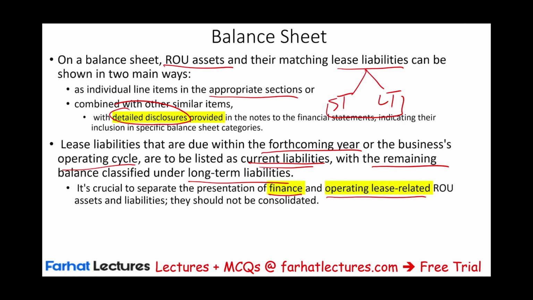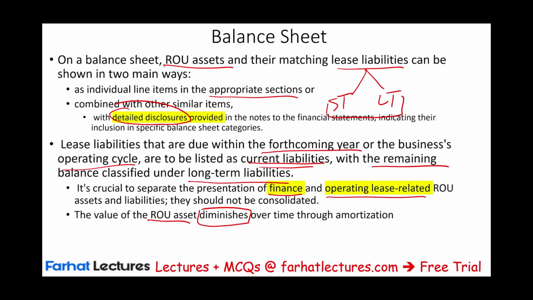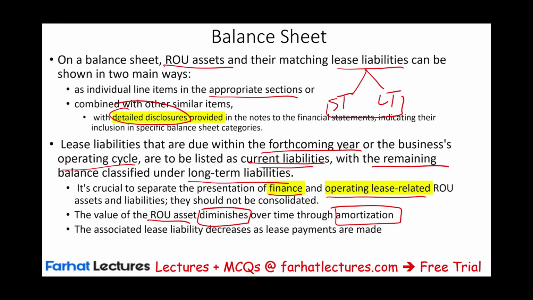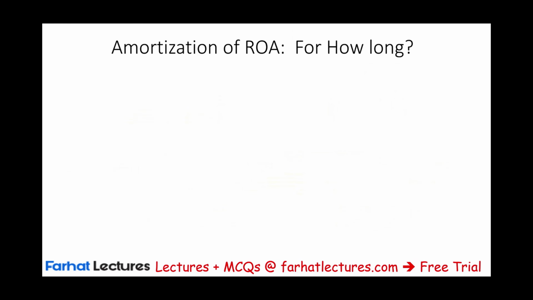Same thing with liabilities. Now, bear in mind that the value of the asset diminishes, gets depreciated, specifically gets amortized over time. And what happened to the liability? The liability will decrease as it goes down over time because you are paying the principal. So both the asset goes down and the liability goes down. Now the question becomes, when it comes to the asset, how do we amortize? How do we amortize, or for how long do we depreciate the right-of-use asset? Again, if I use amortization or depreciation, they mean the same thing.